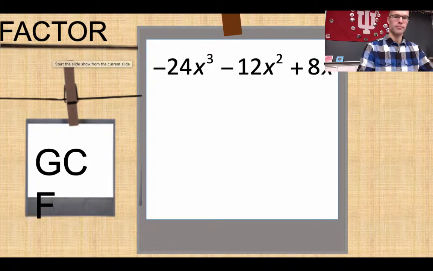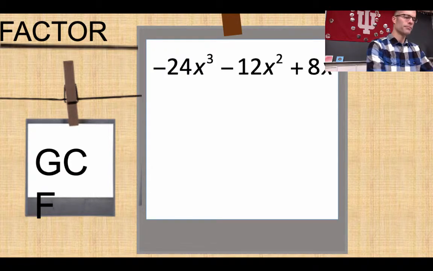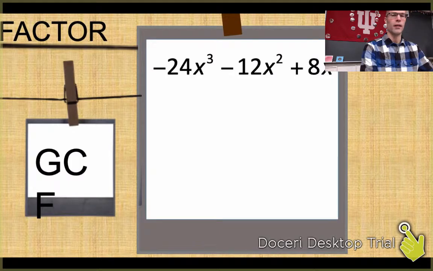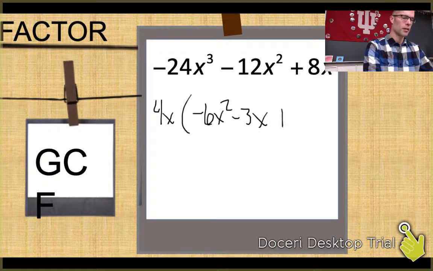Alright, my next one here. We take a look here. We've got negative 24, negative 12, and 8. So 8's the smallest number. Can I take an 8 out of 24? Yes. Can I take an 8 out of 12? No. So therefore I can't take an 8 out. So then the next factor of 8 would be 4. Can I take a 4 out of 24? Yes. Can I take a 4 out of 12? Yes. And then notice that they all have an x in common, so I can factor out a 4x. So then I'm left with negative 6x squared minus 3x plus 2.